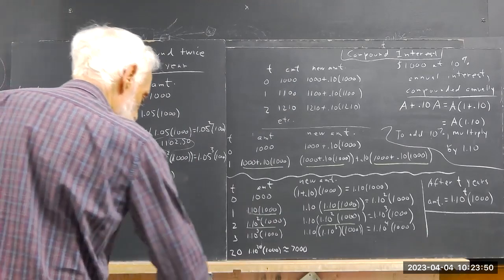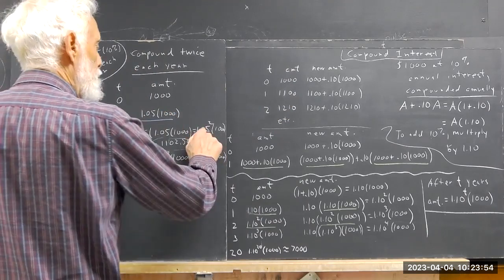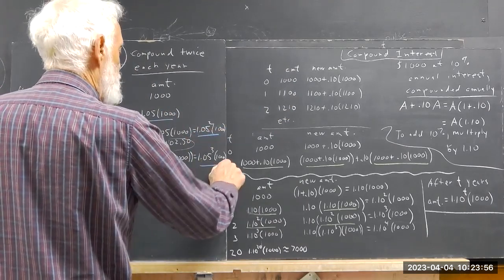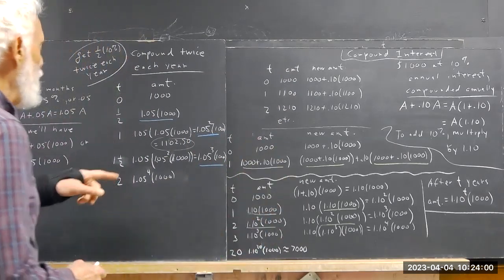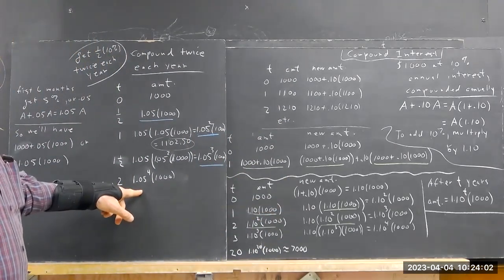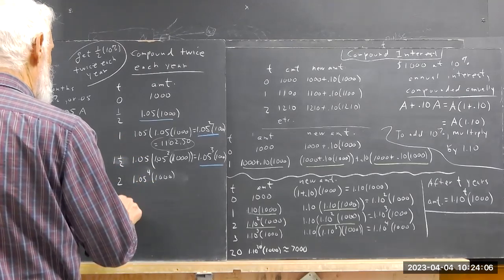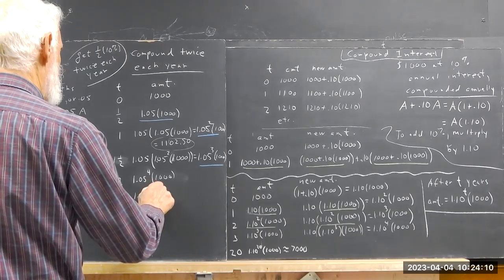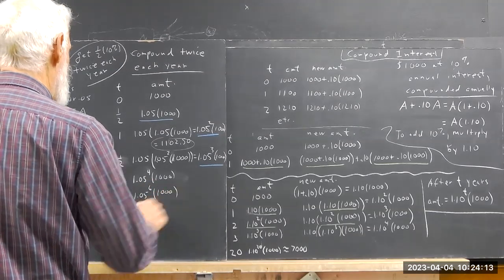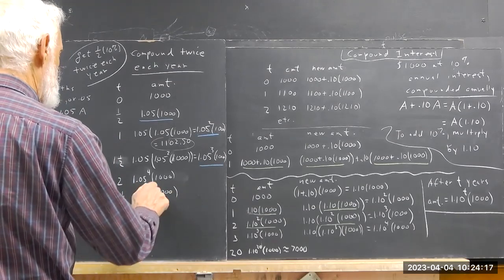But let's just keep track of where these numbers are coming from. Here's what we have after half a year. Here's what we have after a year. Here's what we have after a year and a half. And now we're in the same pattern. Every half year, we multiply by 1.05. So the power of 1.05 goes up. So after 2.5 years, then after 3 years, that's 50,000.